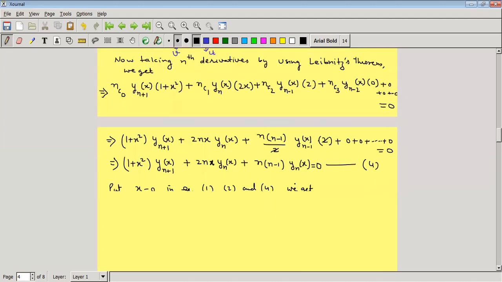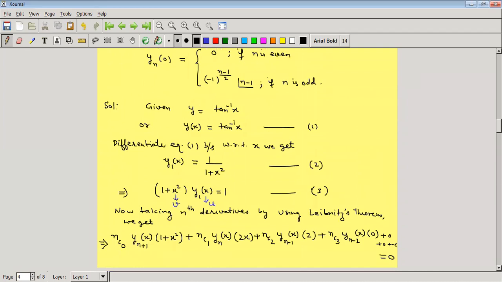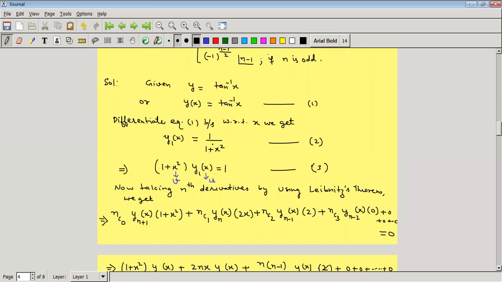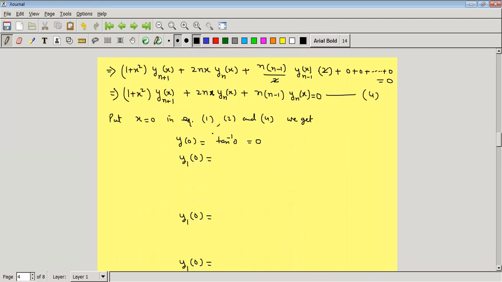So when we put x equal to 0 in equation number 1, y(0) is tan inverse 0, and tan inverse 0 is 0. So y(0) is equal to 0. Now what is y1(0)? We put x equal to 0 in equation number 2. So y1(0) is equal to 1 upon 1 plus 0 square, 1 upon 1, that is 1. So y1(0) is equal to 1.